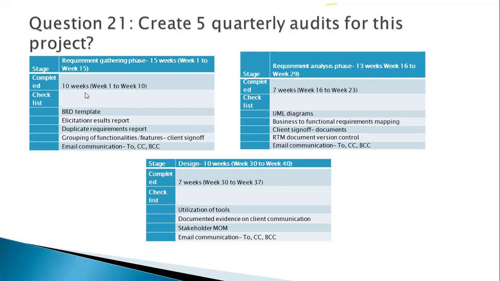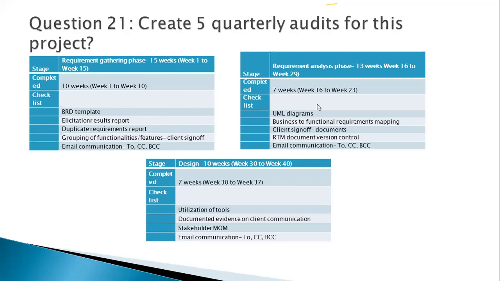So basically, the audit report should have what stage you are working in, what is the time duration of that phase, week 1 to week 15, because 15 weeks, out of which how much is completed, what is a checklist on which the audit will happen. If you notice, I have the documents, I also have the process that I'm checking.